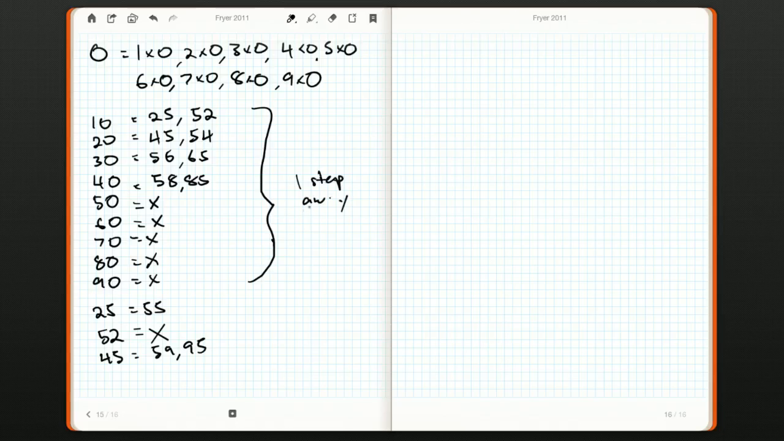So we get 1 step away. So we need to be 4 steps away from 0, if 0 is going to be our end digit. 54, I think that's 6 times 9. So we can have 69, or we can have 96.